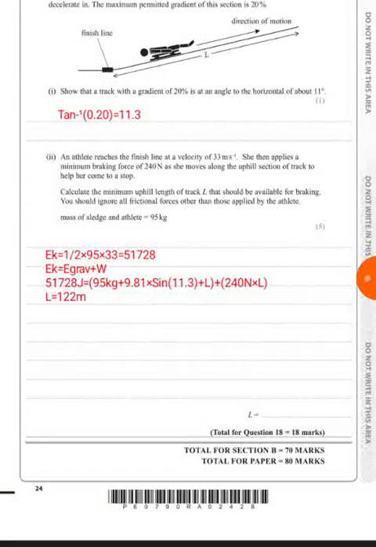So it's tan. Then we take inverse tan in the calculator, and it's 20% they have given, so we take it as 0.2. Then we get 11.3.